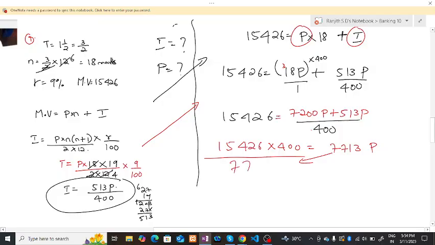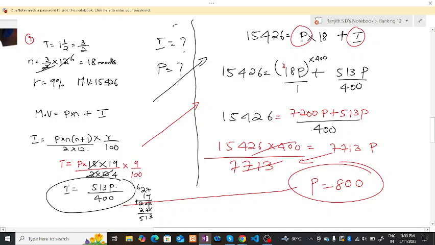So divide this by 7713. When you reduce it, you'll get the value of P. P is equal to 800. Principal is 800. Okay, we found the principal. What about interest? Where will you substitute this P? Where you have I, right?